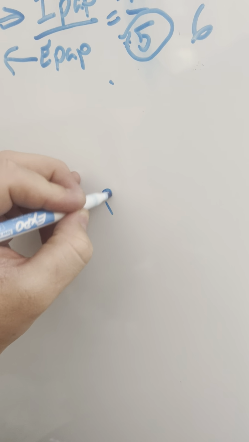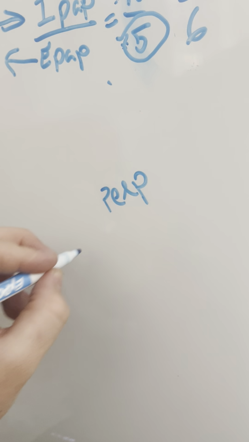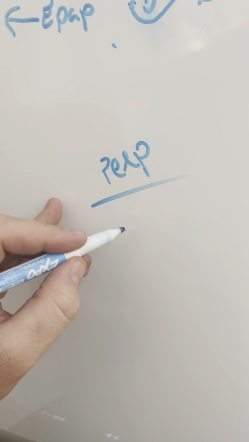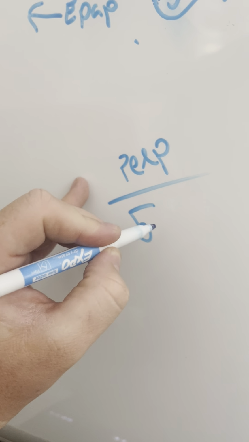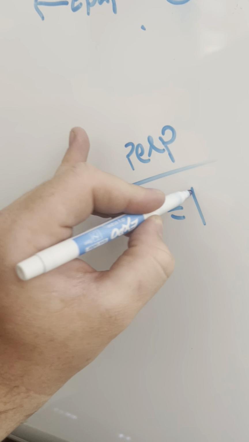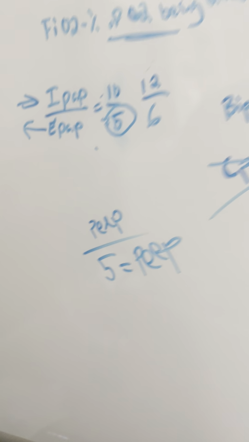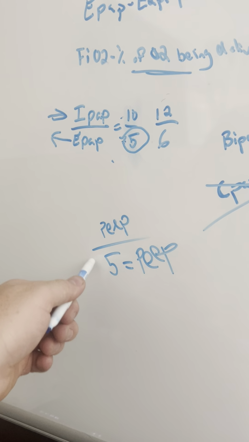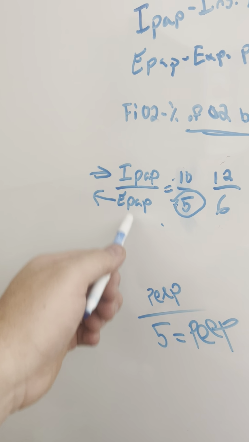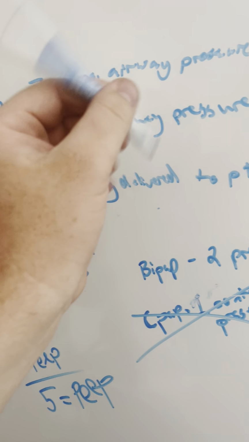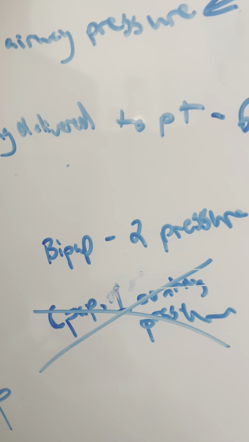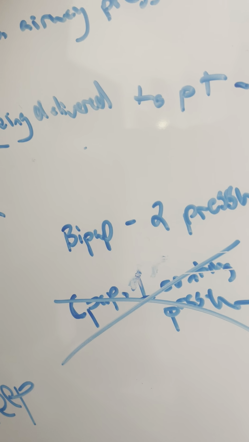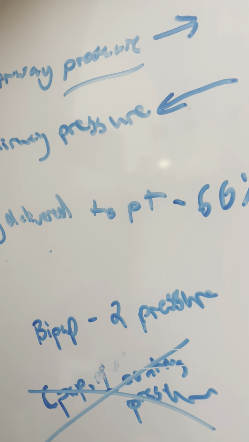What is pressure? Nothing more than PEEP. And we know hemodynamically, we breathe at a PEEP of 5 generally. So these are just fancy words for pressure. Pressure equals PEEP.